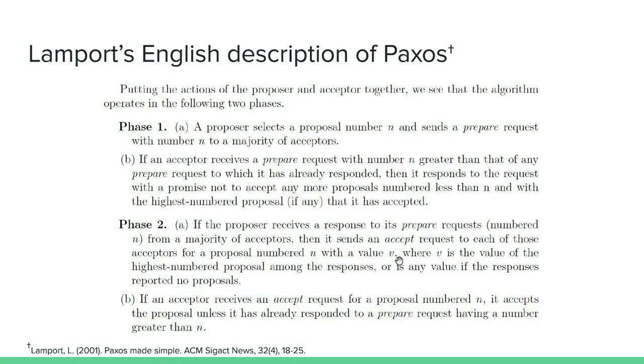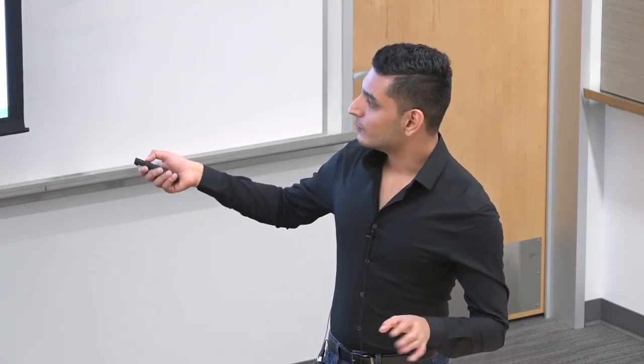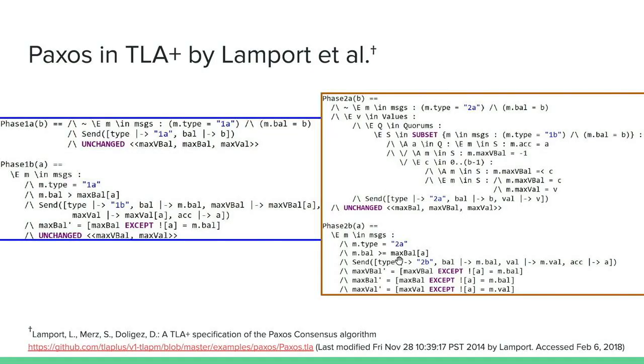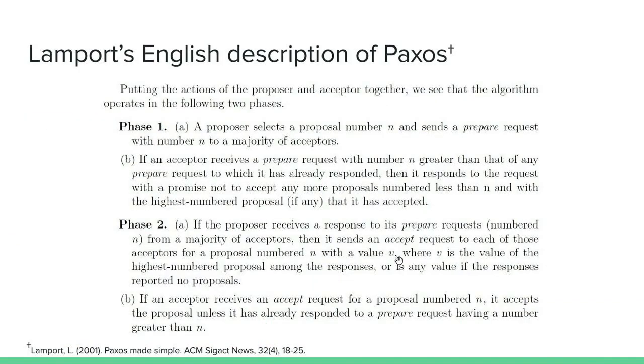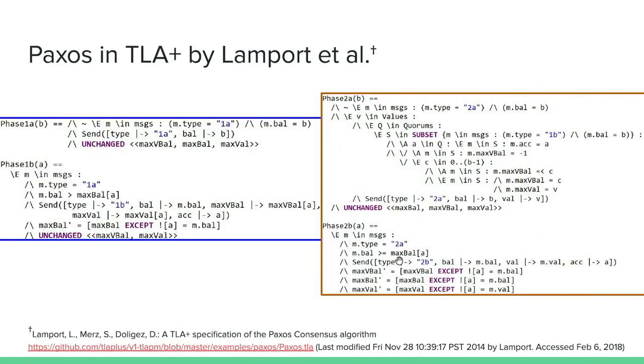This is Lamport's English description of Paxos. We will come back to this later, but I wanted to show how concise and beautiful it is. And what Lamport did was he wrote a TLA spec of this, where each action corresponds to one bullet point in this English. And this was done by, I think, Lamport, Mars, and Doligez. Although I think the spec itself was just written by Lamport, but I'm not sure.